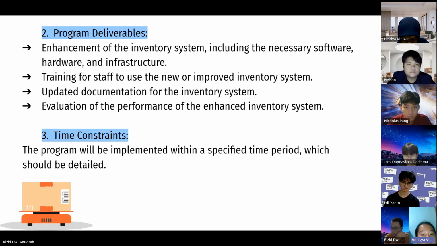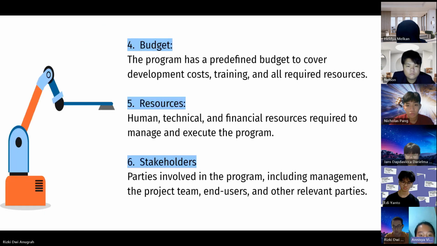Training for staff to use the new or improved inventory system. Update documentation for the inventory system. Evaluation of the performance of the enhanced inventory system. 3. Time contracts. The program will be implemented within a specific time period which should be determined. 4. Budget. The program has a predefined budget to cover development, costs, training, and all required resources. 5. Resources. Human, technical, and financial resources required to manage and execute the program.